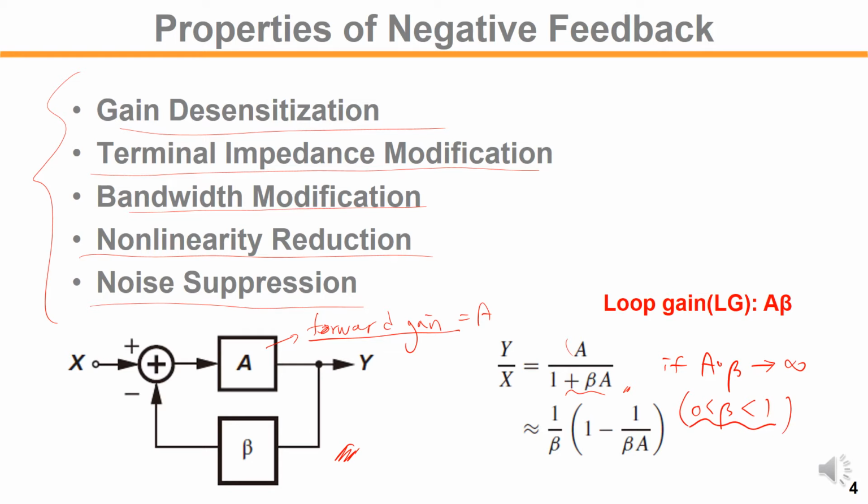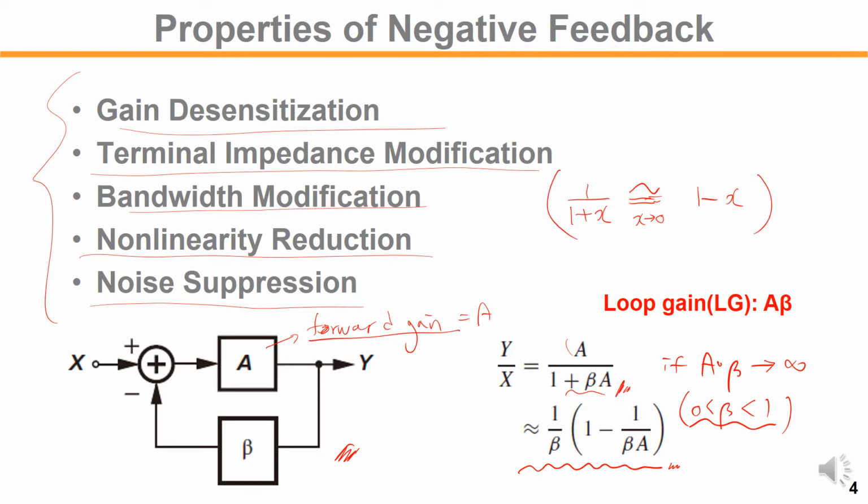The overall equation would be similar to this. If you are using the factor 1 plus x, and if x is small, approaching 0, it can be approximated as 1 minus x, right? So we use this property.